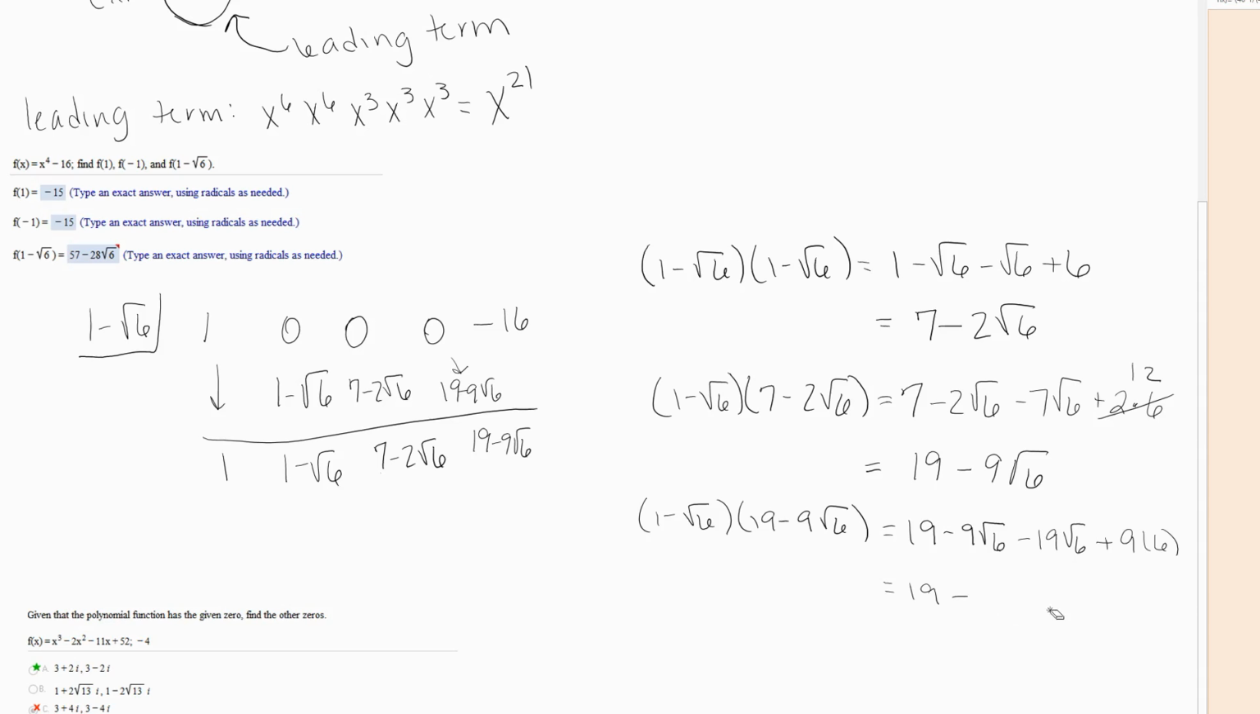Oh, sorry. Minus 9 minus 19 will give us 28 square root of 6 plus 54. So 19 plus 54 would be 73 minus 28 square root of 6. So that's what we're going to put here.